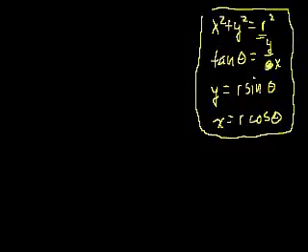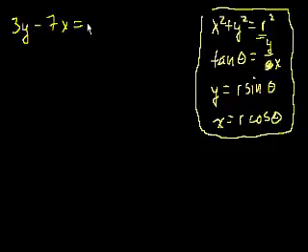All right, let's keep converting Cartesian functions to polar coordinates. The next one I have here is 3y minus 7x is equal to 10. And I cut and pasted our toolkit here, and let's see what we can do. We want to convert this to a function of r and theta.